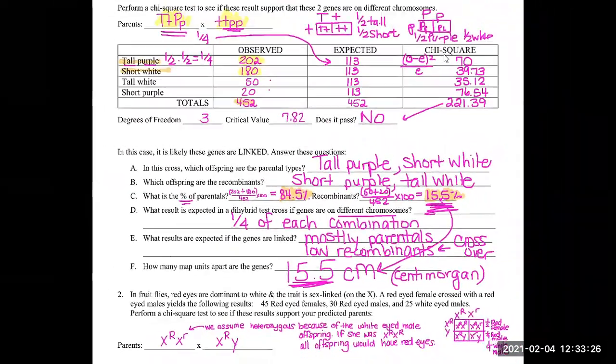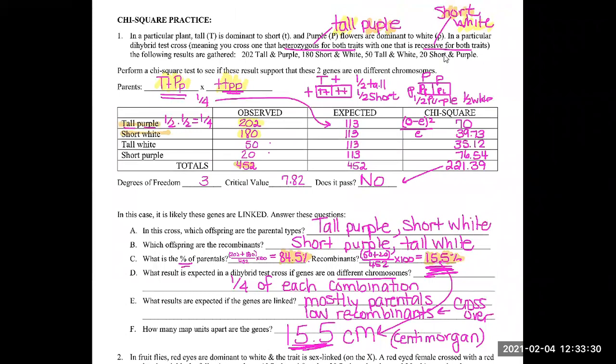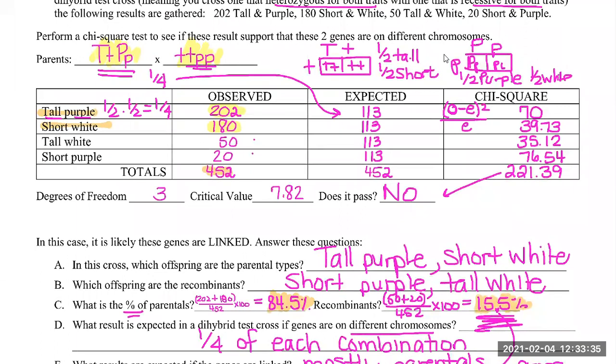So hopefully that's a helpful walkthrough of how to do a chi-square for a dihybrid test cross and what the expected outcome should be, and you're going to know if the genes are linked, meaning they're on the same chromosome, versus if they are unlinked on two separate chromosomes.